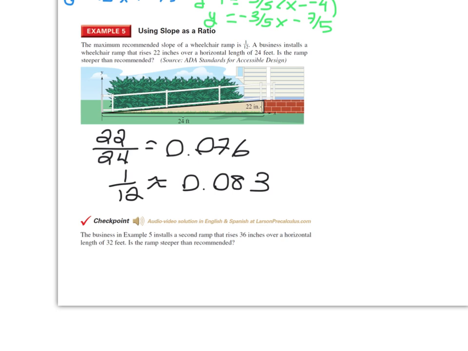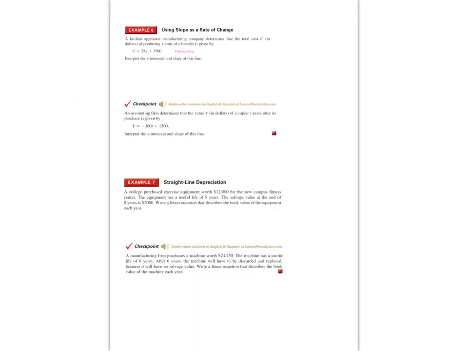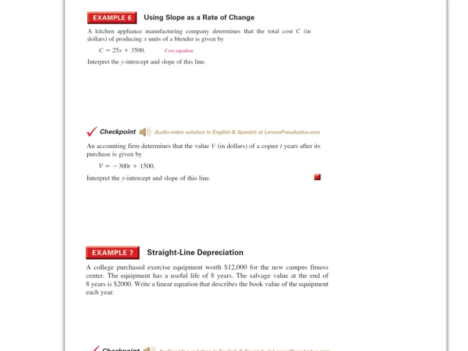Okay, so the example here, I want you to go ahead and pause and give it a go. And once you give it a go, then go ahead and start it up and see if you got it right. So obviously, yes, this is too steep for it to pass the code. All right, let's go to the next page. So next page, we're going to take a look at example number 6. Let me make this bigger.